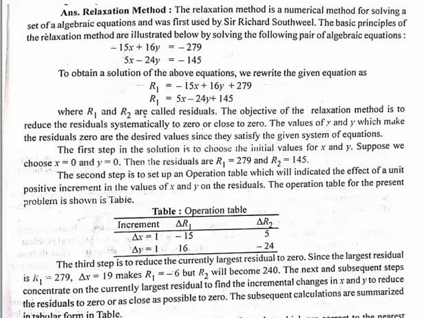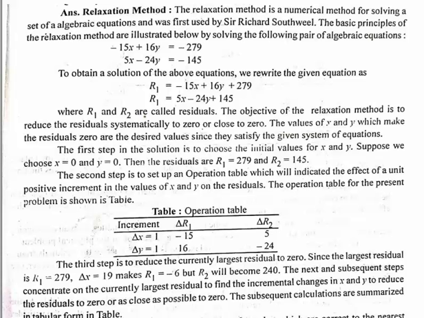In this case, R1 will be minus 15x plus 16y plus 279, and R2 will be equal to 5x minus 24y plus 145, where R1 and R2 are known as the residuals. The objective of the relaxation method is to reduce the residuals systematically to 0 or close to 0. The values of x and y which make the residuals 0 are the desirable values, since they satisfy the given equations. The first step in the solution is to choose the initial values of x and y. For that we suppose the values of x and y are 0, and then the residuals become R1 equal to 279 and R2 equal to 145.